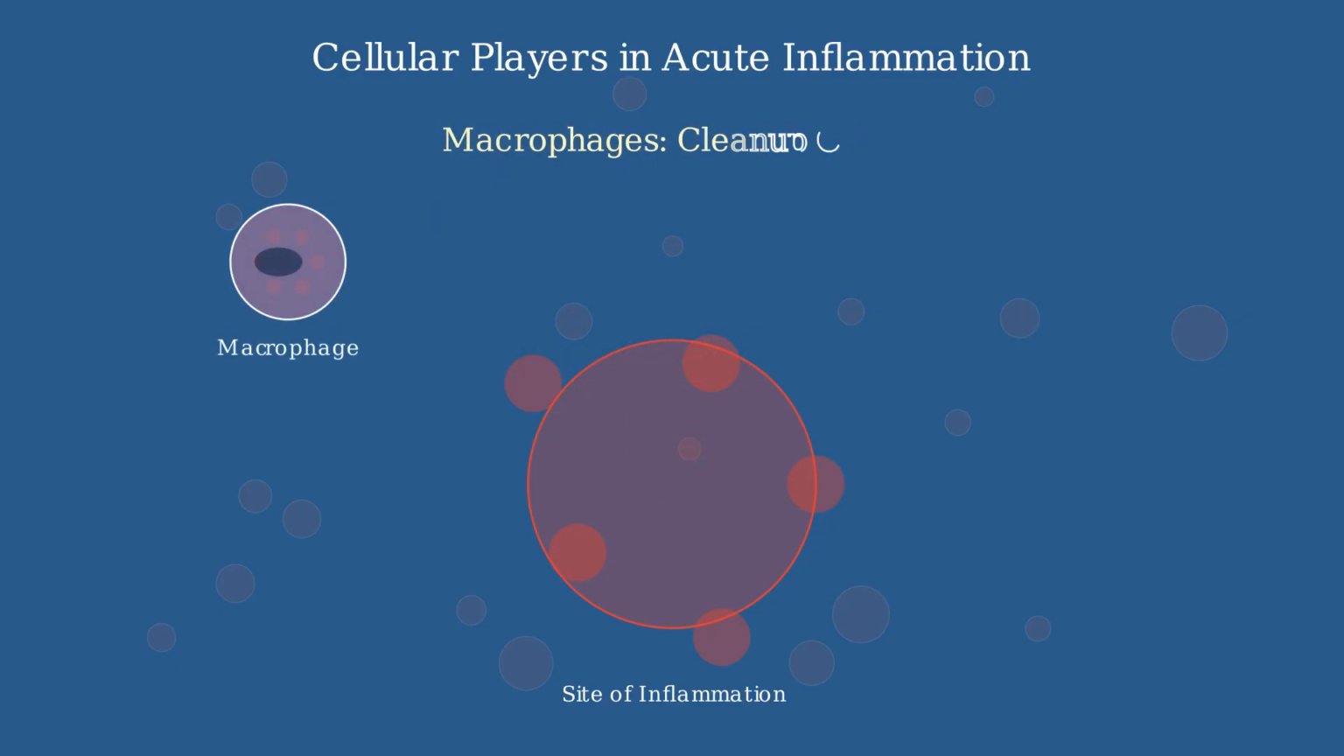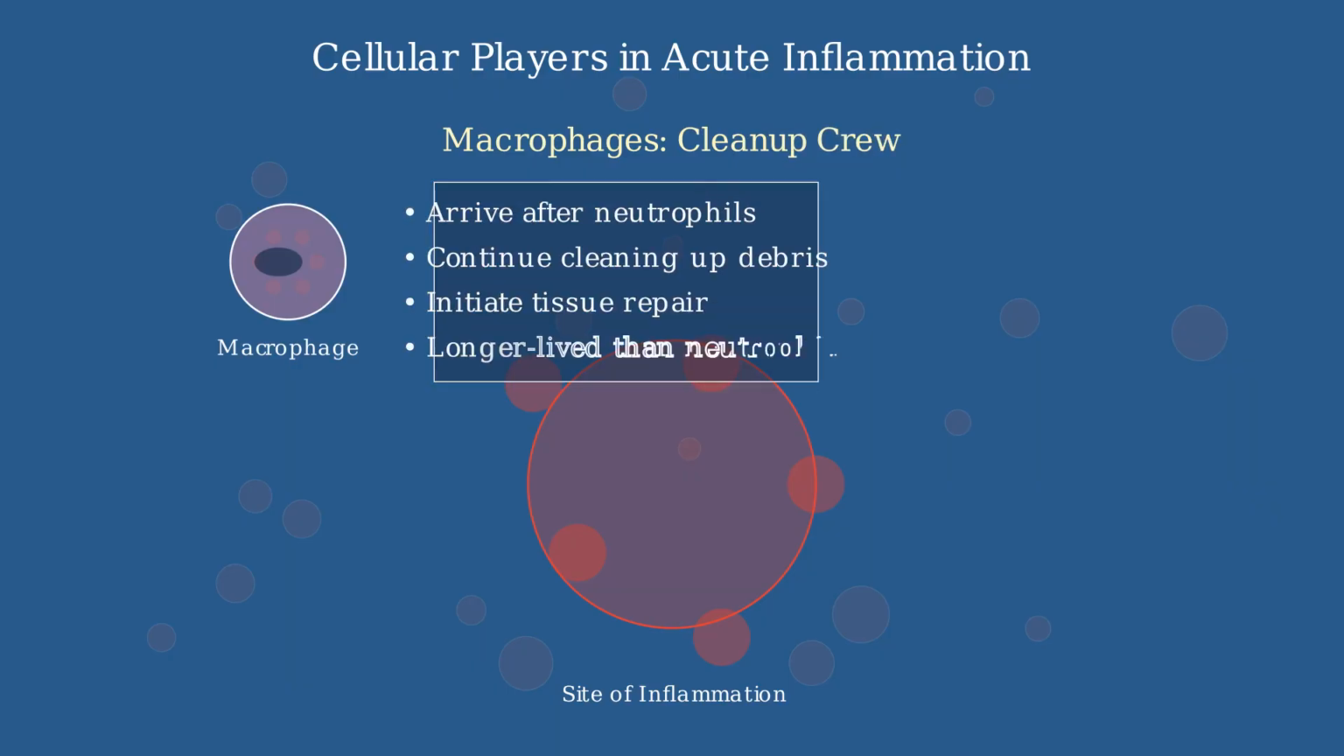Following neutrophils, macrophages arrive at the injury site. These larger phagocytic cells continue the cleanup process. Macrophages are more efficient at engulfing larger particles and cellular debris. They can phagocytose more material than neutrophils. Importantly, macrophages also initiate tissue repair by releasing growth factors and other healing mediators.